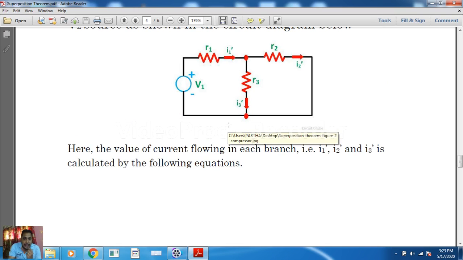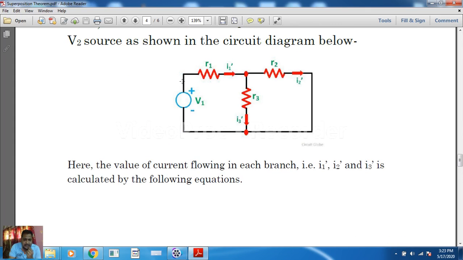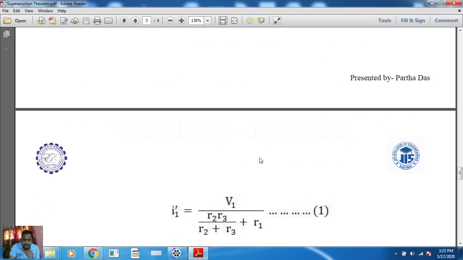For remembering purposes, we are considering that this I1 bar current is flowing from left-hand side to right-hand side. This I2 bar current is also flowing from left-hand side to right-hand side, and this I3 bar current is flowing upward to downward, correct? So just remember that for a minute.